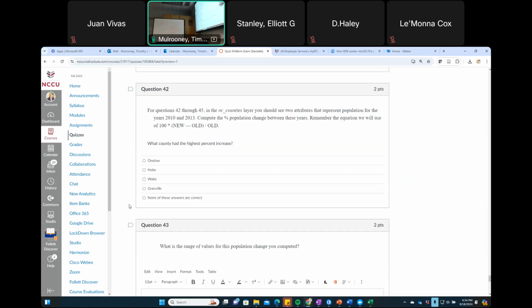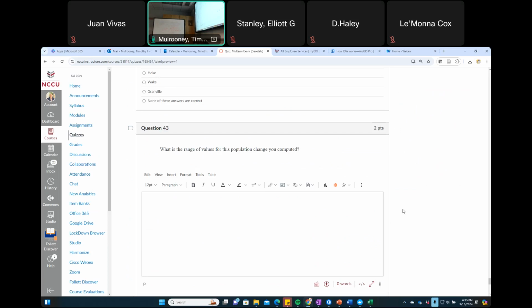And then we do a new minus old for population change. You know how to do that, right? We did this last week, we did this for homework. There's a column for POP 2010 and a column for POP 2013. New minus old, divided by old, multiply the whole thing times 100. And so what county had the highest population increase? What was the range of values that you have?